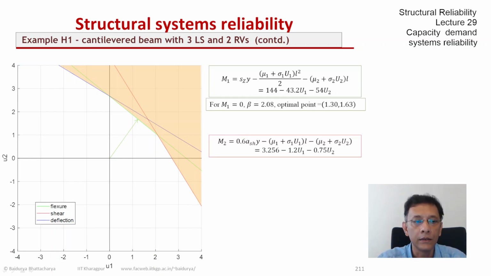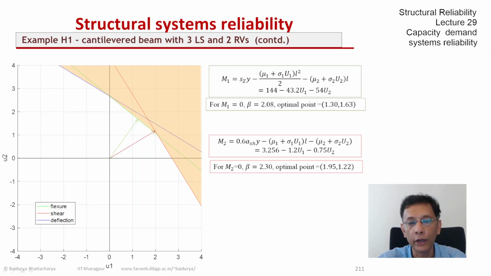The red line, the shear limit state, also we know its form once we transform P and W to U1 and U2. We get a linear limit state for M2, which is 3.256 minus 1.2 U1 minus 0.75 U2. And that's the minimum distance point with the red arrow that you see on the figure. The value of beta for the red line is 2.30, and the optimal point is 1.95 and 1.22.